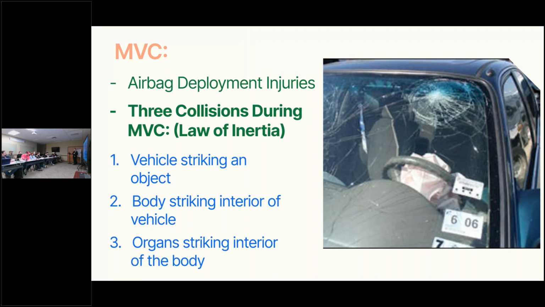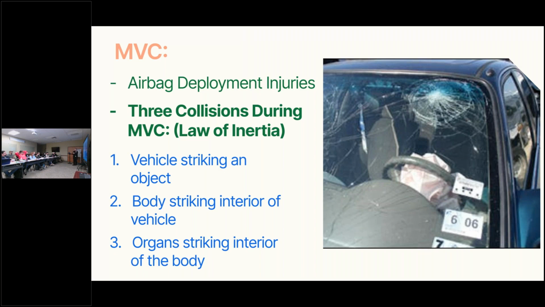So our car is going, we hit a tree, there's number 1. Because of the law of inertia, what does the law of inertia say? Motion stays in motion. Exactly. So just because our car stopped because of that tree doesn't mean our body's going to stop immediately, right? Until we hit something else. So we hit the tree, our body continues forward, we hit the interior of the vehicle. That's number 2.